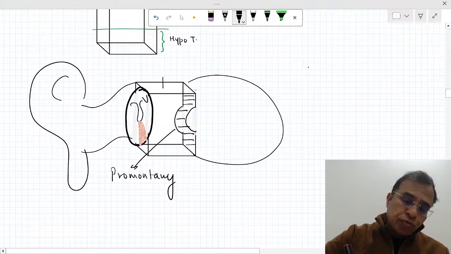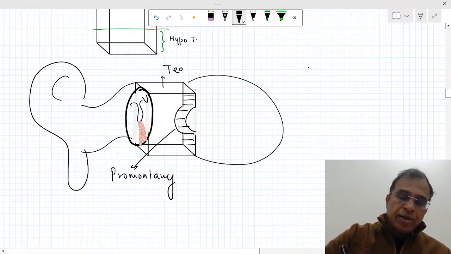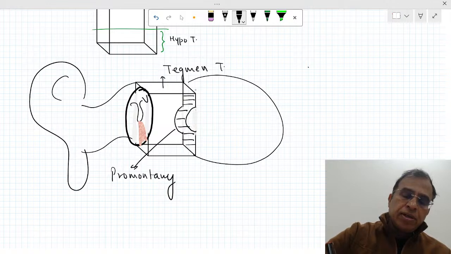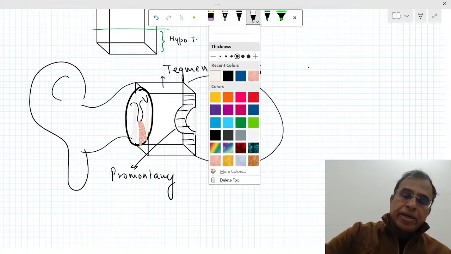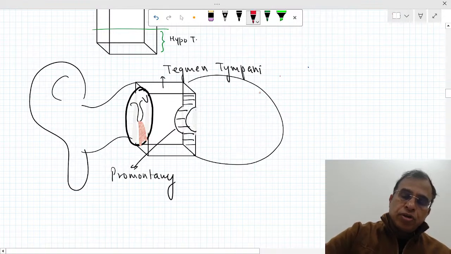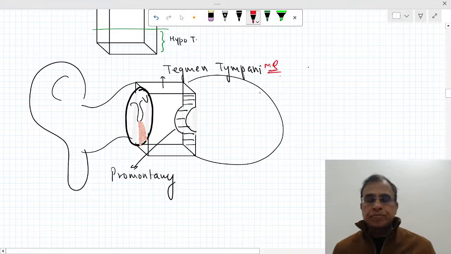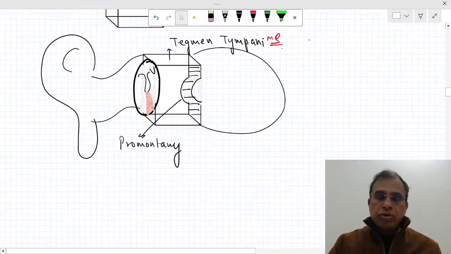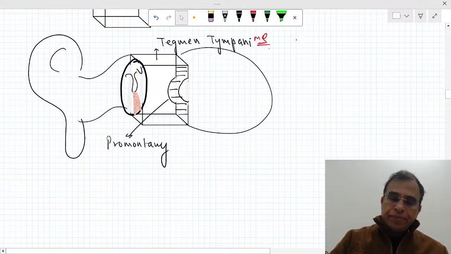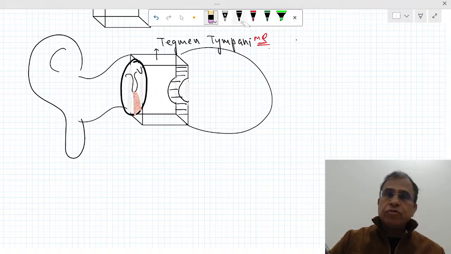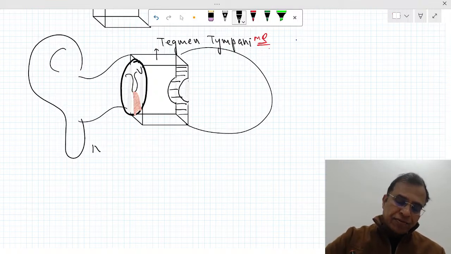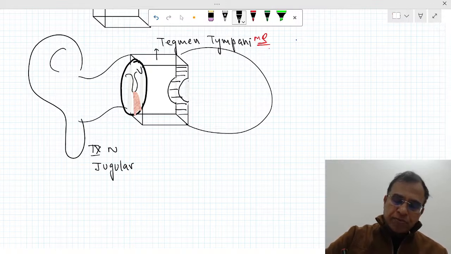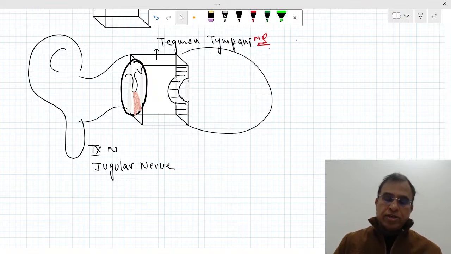Then the roof is called tegmen tympani. They've asked this name in the exam in the past, so it makes sense that you remember it. Tegmen tympani is the roof of the middle ear, MCQ. And then the floor. The floor does not have a name, but below the floor there are 2 important things: one is the ninth nerve, and the other is the jugular vein. These 2 structures lie just below the floor of the ear.